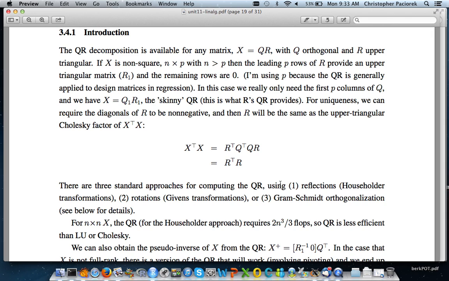So that's going to be the standard, at least in our context, the standard QR: this submatrix of Q and this submatrix of R.